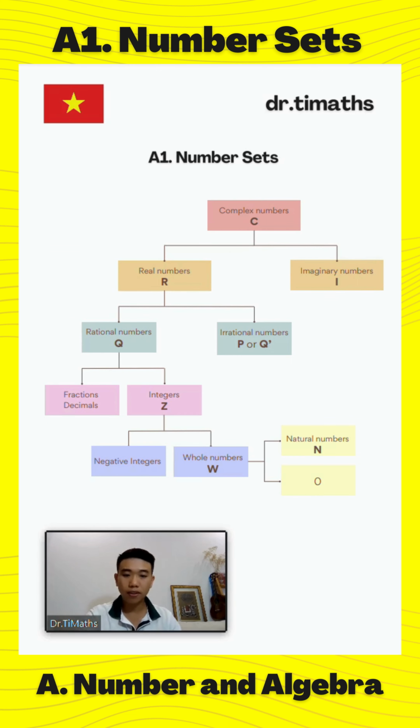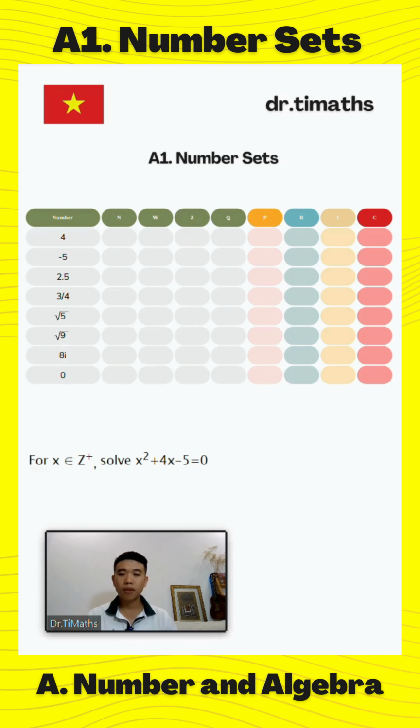Now, let's practice. Let's start with number 4. So, you see, number 4 is a natural number. So, if I tick in natural number, it's also a whole number, also an integer, also a rational, also a real number, and also a complex number. Next one, negative 5. So, negative 5 is not natural, not whole number. It starts with integer. So, it's also rational, real, and complex.